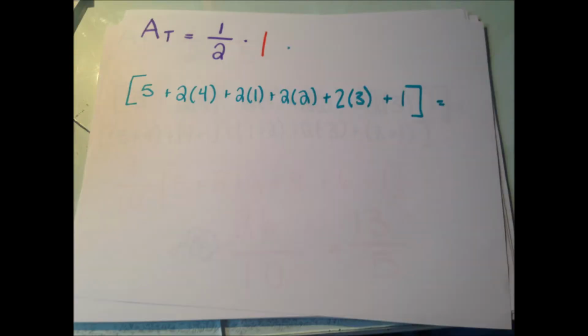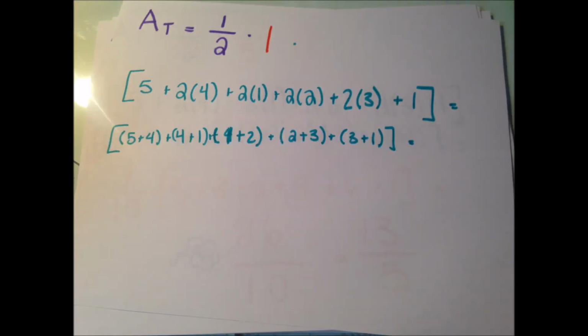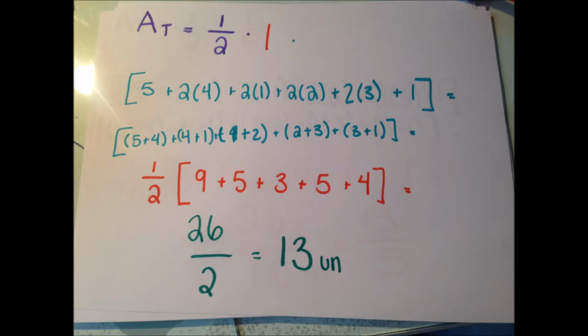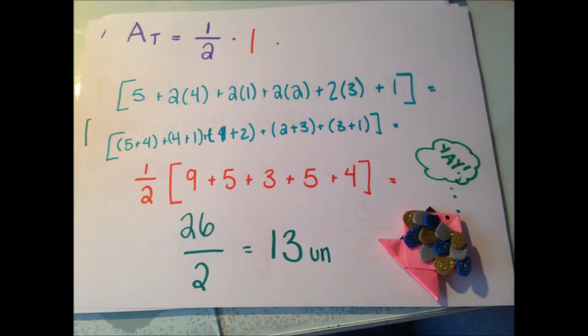Then you multiply it by the bases. So 5 plus 2 times 4 plus 2 times 1 plus 2 times 2 plus 2 times 3 plus 1. You multiply the middle number by 2 because if you stretch it out, you get 5 plus 4, 4 plus 1, 1 plus 1, 1 plus 2, and so on and so forth. Then you would simplify it further to get 1/2 times 9 plus 5 plus 3 plus 5 plus 4, which will then give you your answer of 26 over 2, or simplified 13 units. See, it's not that hard. Even Biff gets it.